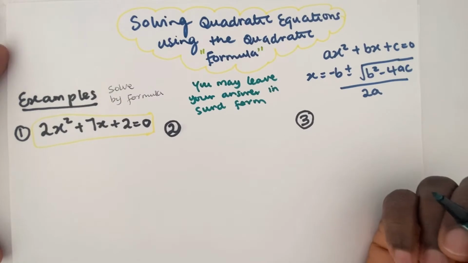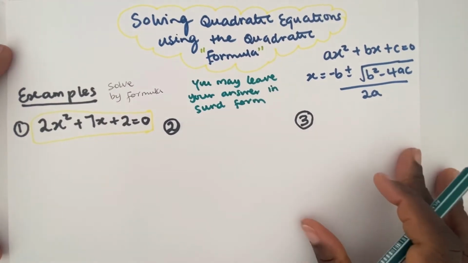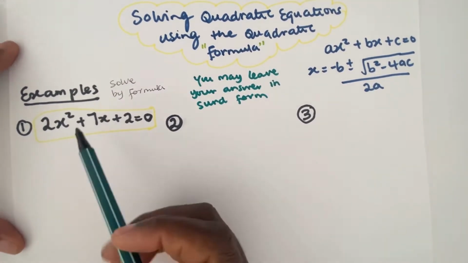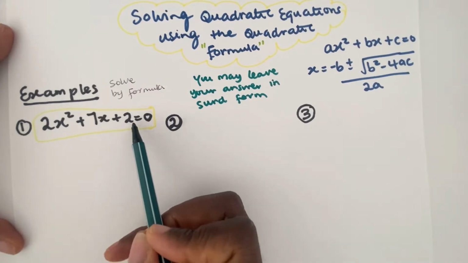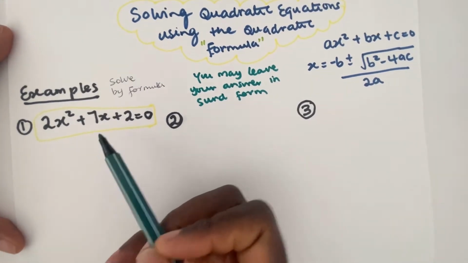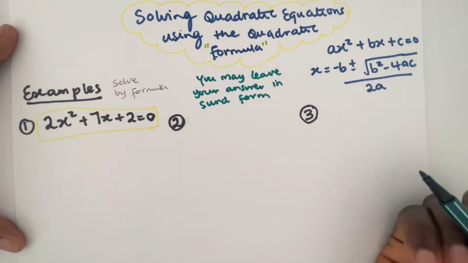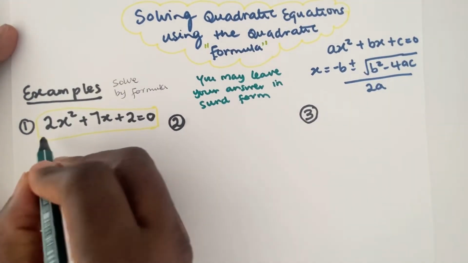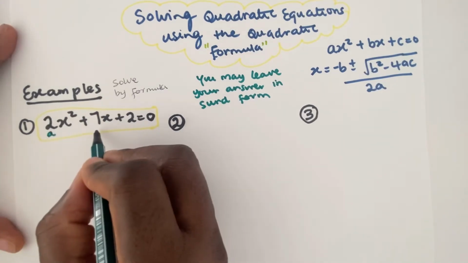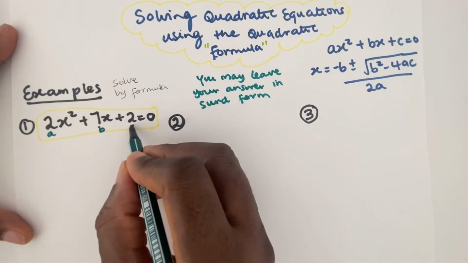So let's have a look at some examples. Here it says solve by formula 2x squared plus 7x plus 2 is equal to 0. We have our quadratic formula, and all we have to do now is substitute a here is equal to 2, b is equal to 7, and c is equal to 2.